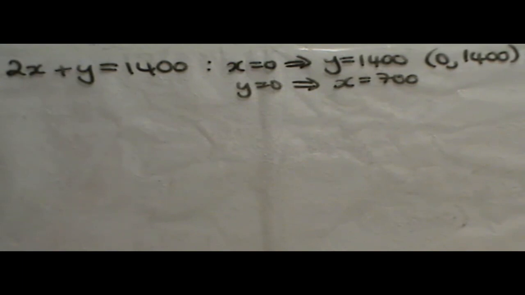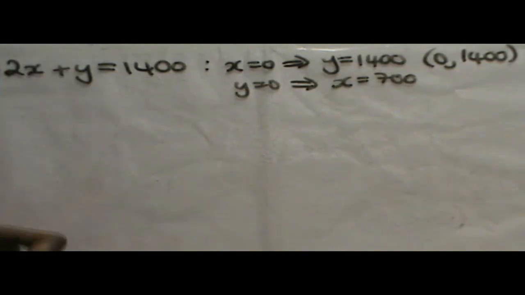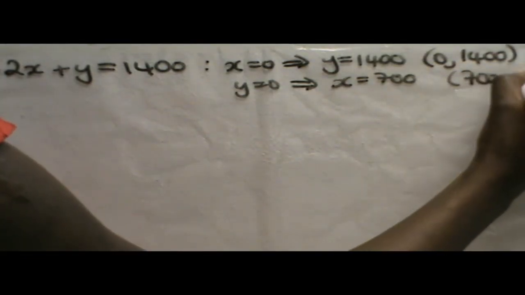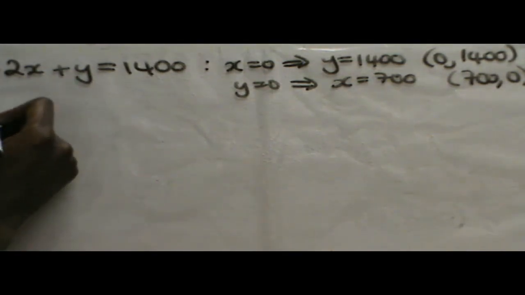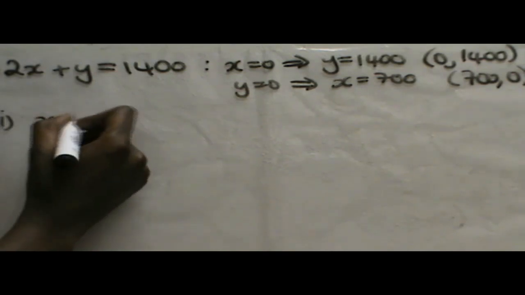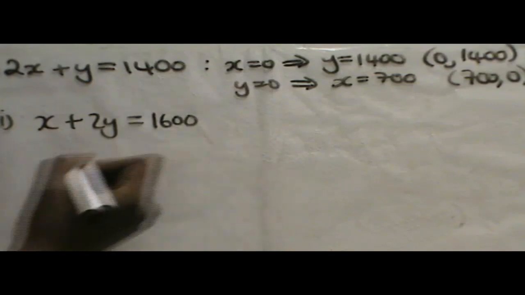Okay, so this is the second line that we will draw in just a bit, and this point here is 700, 0. Okay, the third one is x plus 2y is equal to 1600.